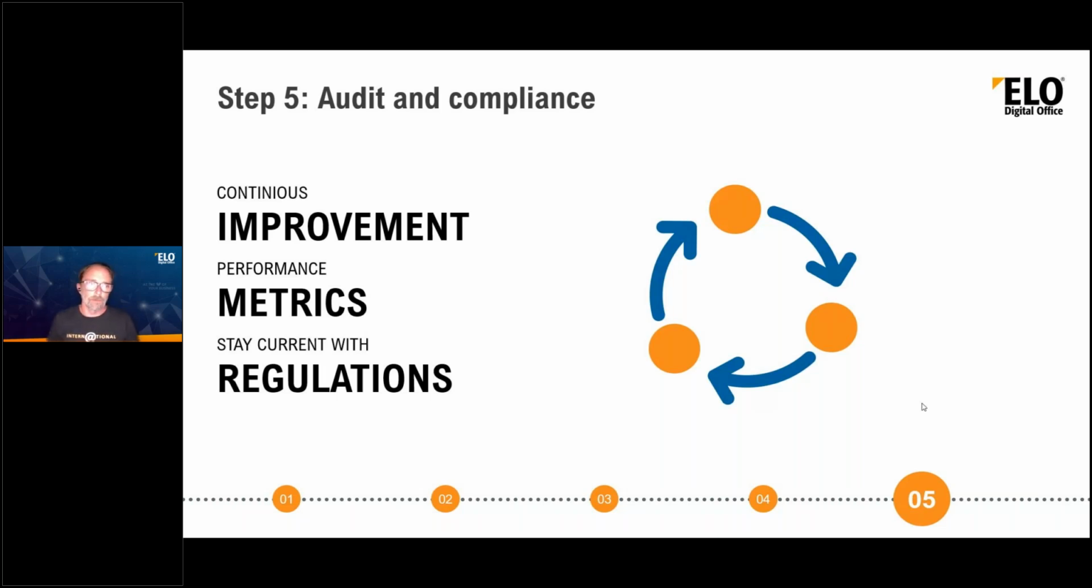You can measure the performance metrics as well. Are records created? How often are they created? And why aren't they created? And so on. And you have to stay current with regulations and legal requirements. So once a year or something like this, you should have a look at your records management environment to improve and adapt to new technology or legal requirements.